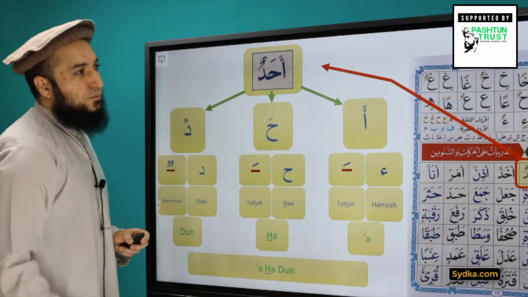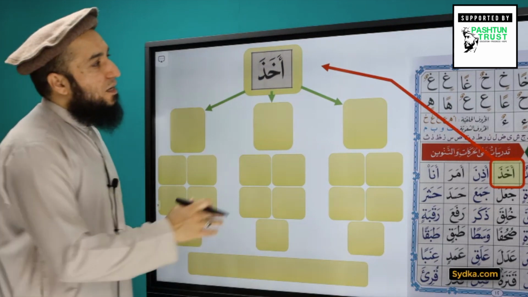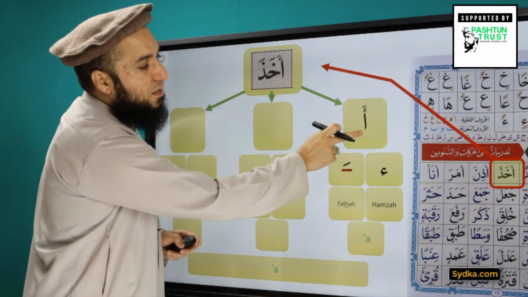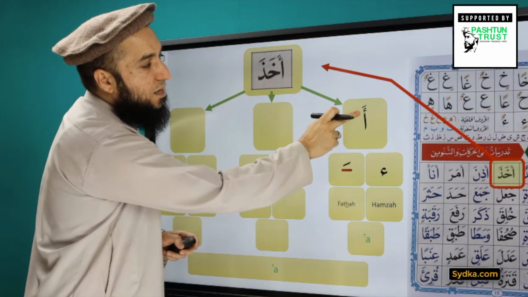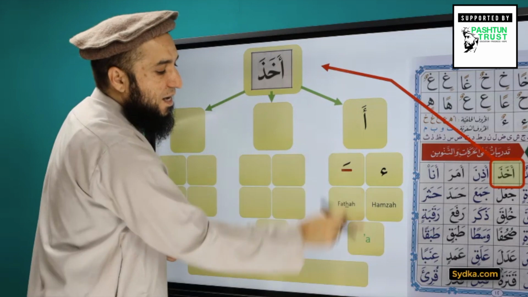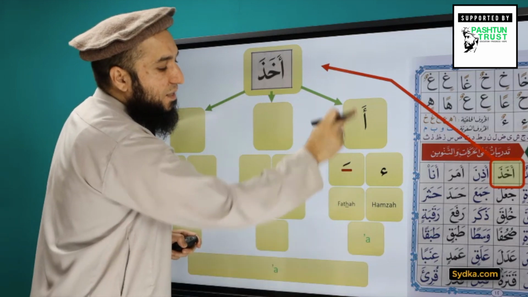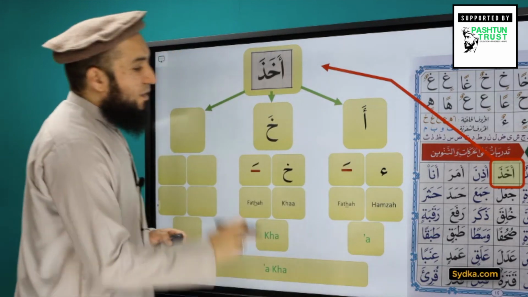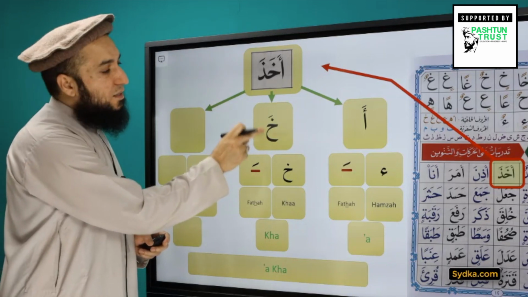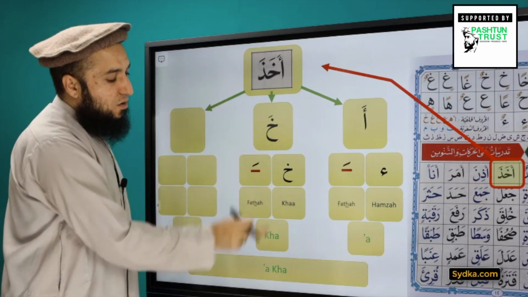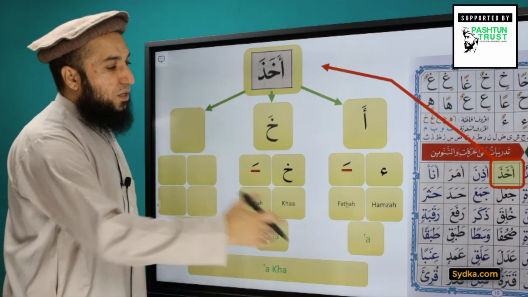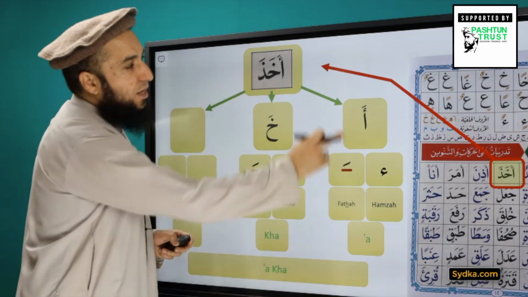The next word is akhadha, which has three syllables. The first syllable has alif, which is silent, then hamza, and then fatha. Hamza fatha a. The second syllable is kha fatha kha. Kha is not silent, and then fatha. Kha fatha kha. Now we bring those two syllables together.